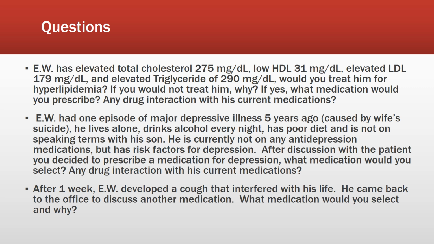Second question. EW had one episode of major depressive illness 5 years ago caused by his wife's suicide. He lives alone, drinks alcohol every night, has a poor diet, and is not on speaking terms with his son. He is currently not on any depression medications, but has risk factors for depression. After discussion with the patient, you decided to prescribe a medication for depression. What medication would you select? Any drug interaction with his current medication regimen?